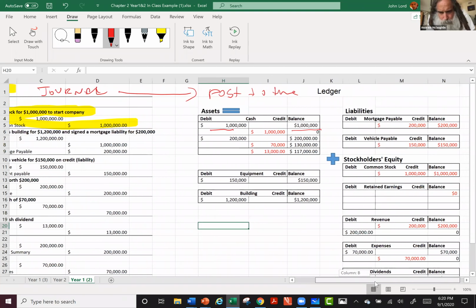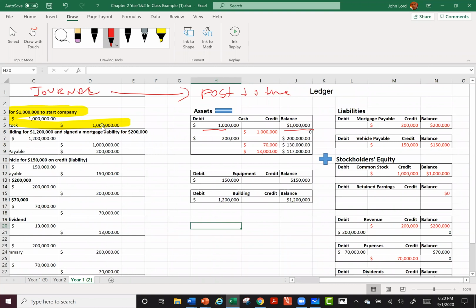Okay, so what happens? I go ahead, I take that $1 million and I just pop it over here. Bang, $1 million. Now I sit here and I have $1 million in my common stock account, right?